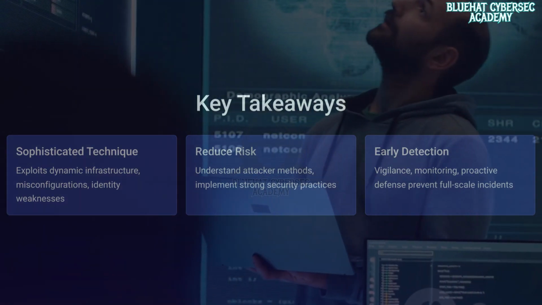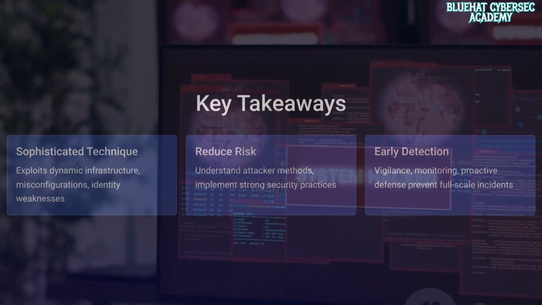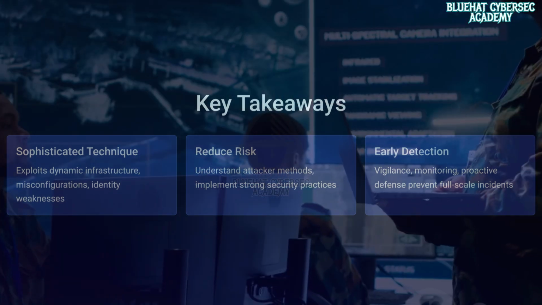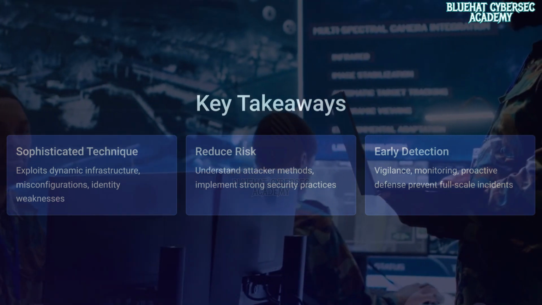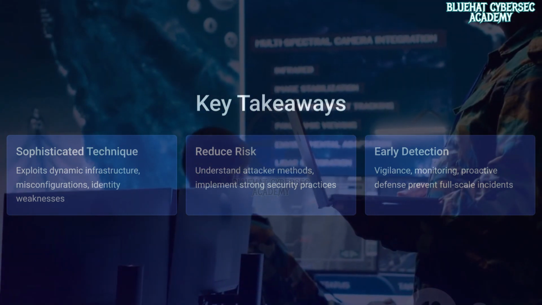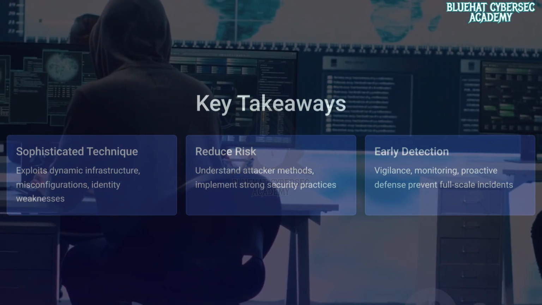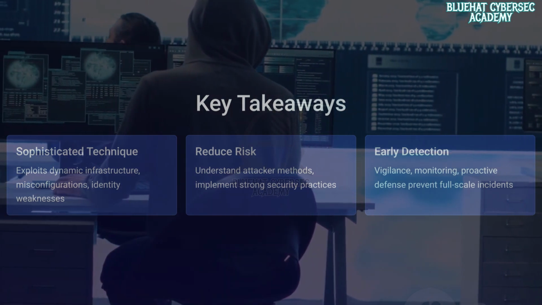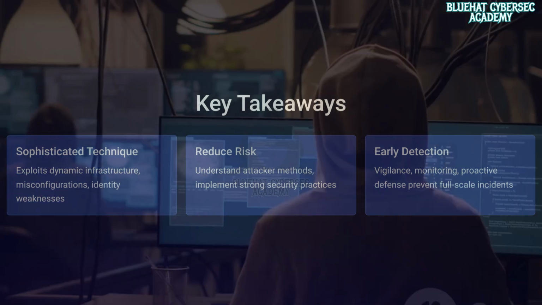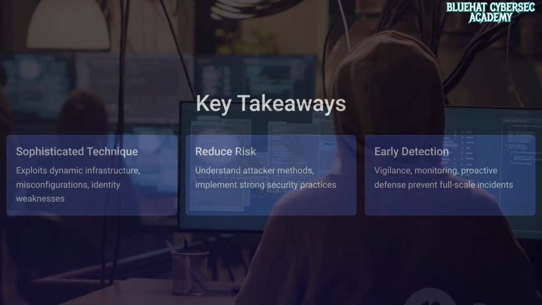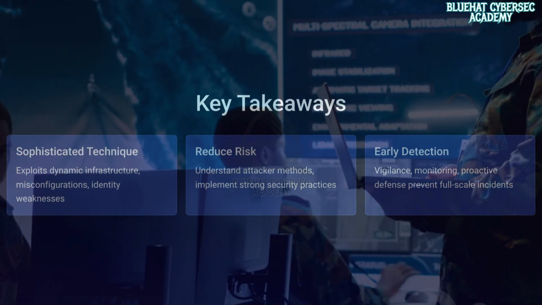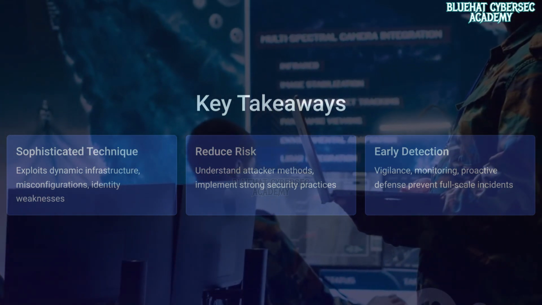Cloud lateral movement is a sophisticated technique that lets attackers expand their reach and compromise critical assets. Unlike traditional network attacks, it exploits dynamic infrastructure, misconfigurations, and identity weaknesses. By understanding attacker methods and implementing strong security practices, organizations can reduce risk, detect threats early, and safeguard their cloud environments. Vigilance, monitoring, and proactive defense are the keys to preventing attackers from moving laterally and turning a small breach into a full-scale incident.